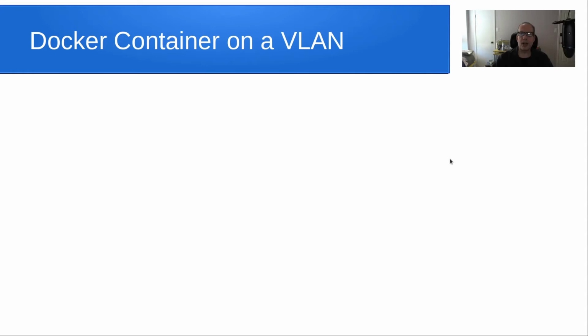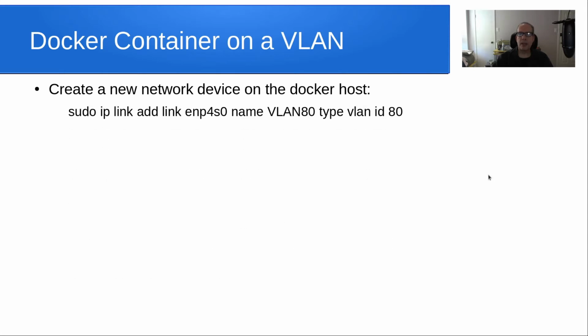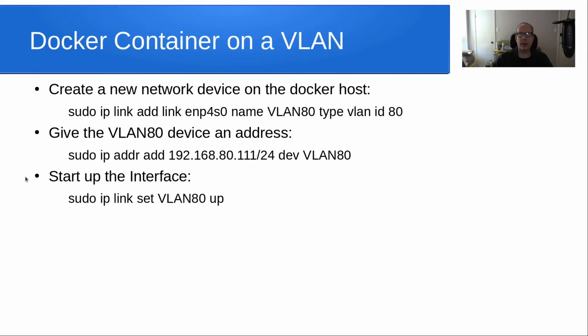So then you can also create Docker containers on a VLAN. You create a new network device on the Docker host itself. You do a sudo ip link add link, in my case enp4s0. We're going to go through an example so you can see how you set this up. Name vlan80, type vlan id 80. So what that does is it creates me a new network device called vlan80 for my VLAN 80. And then I give the vlan80 device an address with the command sudo ip address add 192.168.80.111 dev vlan80. And then I'm going to start up the interface for the new device I just created with the command sudo ip link set vlan80 up.